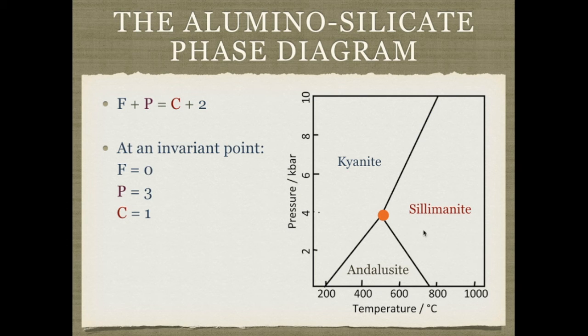Finally, there is an invariant point on this phase diagram. At the invariant point, there are no degrees of freedom, because even a tiny change will alter the composition of the system. The number of phases is 3, because kyanite, andalusite, and sillimanite are all stable at this one point. And the number of chemical components is still the same, Al2SiO5. And again, the formula gives us a true statement, 3 equals 1 plus 2. So, that's an introduction to Gibbs' phase rule.